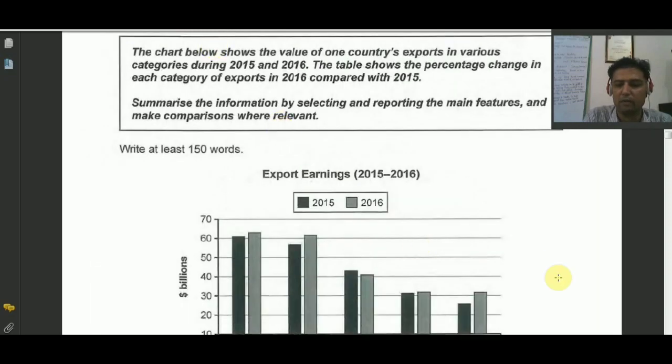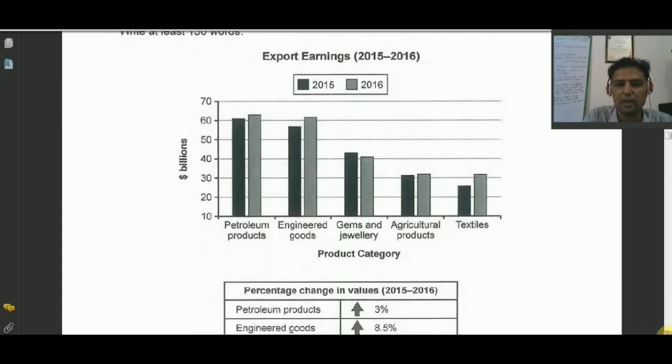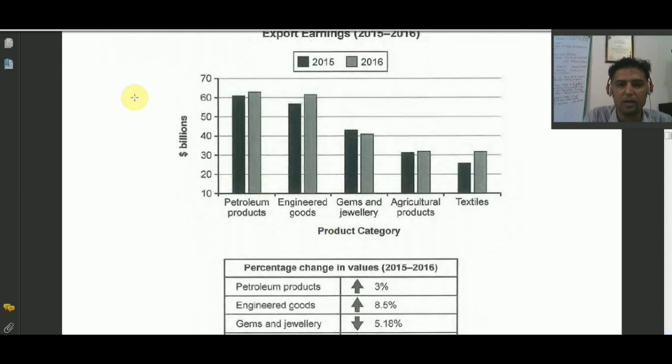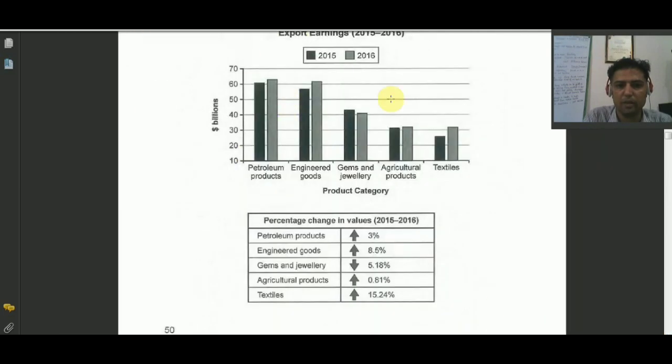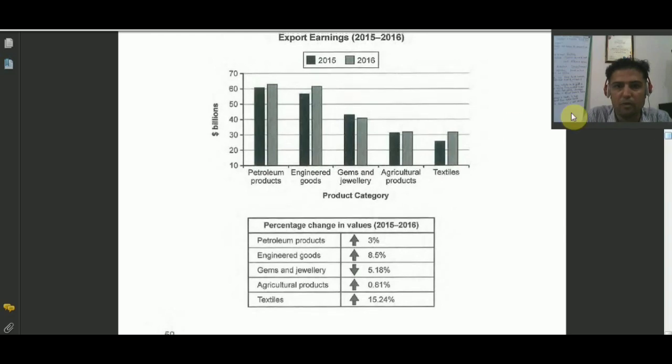So for that, I am skipping the introduction which we have, and now let us go through the illustrations. Your first illustration is a bar chart, which is talking about export, right? So export earning for years 2015 and 2016, in $1 billion, for petroleum products, engineering goods, gems, jewelry, agriculture products and textile.